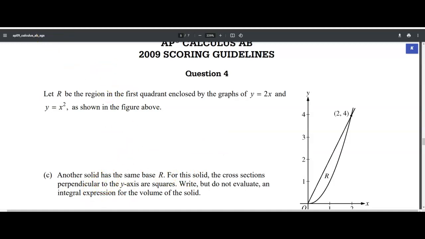All right, so another solid has the same base R, so same base here. For this solid, the cross section is perpendicular to the y-axis. Okay, we got some keywords here. We have cross sections, so we know what type of problem we're doing here, a cross-section problem. And it's perpendicular to the y-axis. That means we're going to be doing dy. And it says the cross sections are squares. It says write, but do not evaluate, an integral expression for the volume of the solid. So let's go ahead and take a look at that.